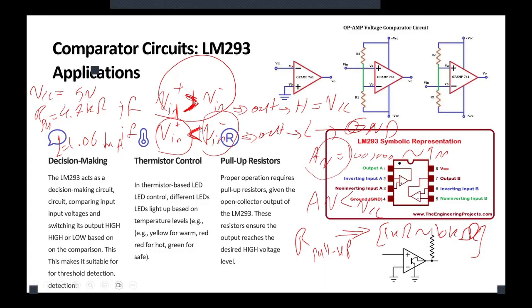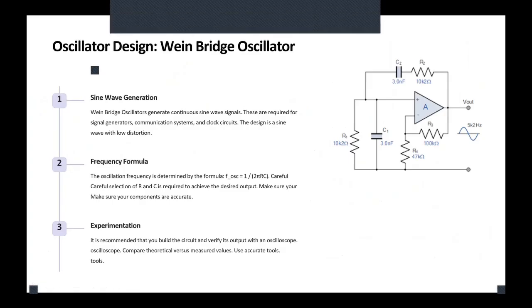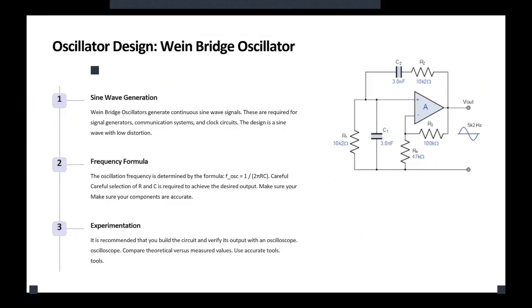Now let's talk about another application of the op-amp, which is the oscillator. We are going to talk about the Wien bridge oscillator in this example. Imagine you want to generate a perfect sine wave just from a power supply. So we don't have an input signal, we don't have a waveform generator, nothing but a little circuit that sits quietly and creates a smooth, continuous oscillation all by itself.